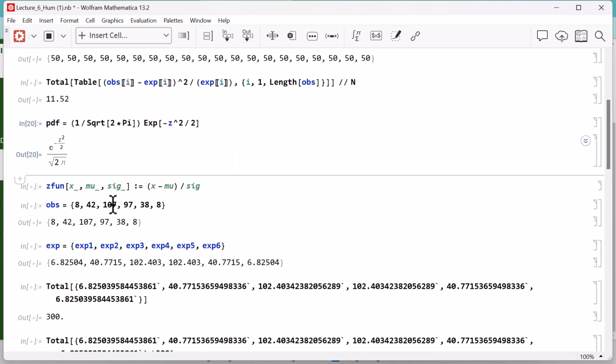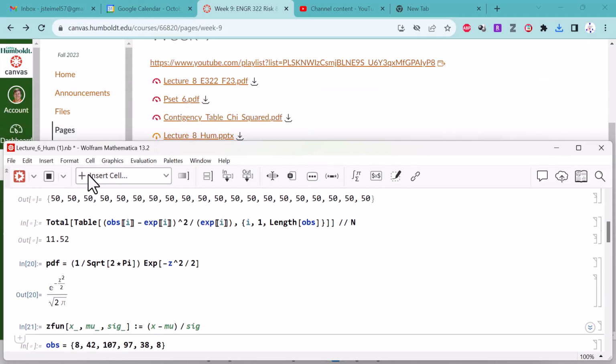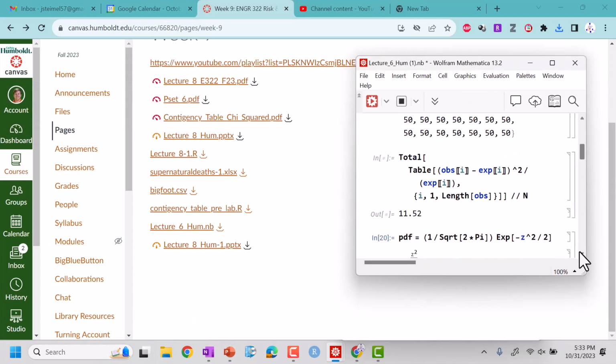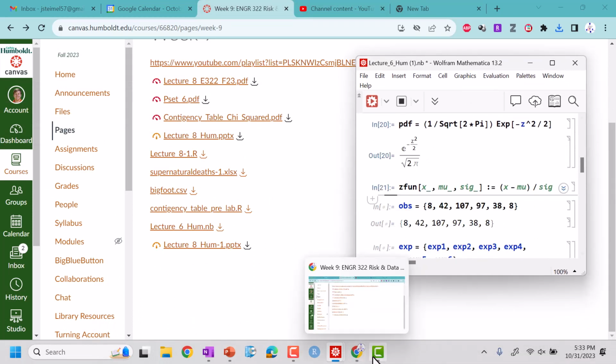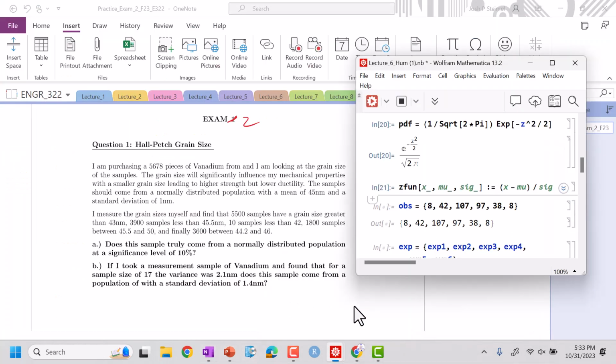Perfect. So we need to look at our observed and expected values, and we're testing whether this sample is normally distributed. So let's calculate the observed. We observe 5500, 3900, 10, 1800 between there and there, and finally 3600.